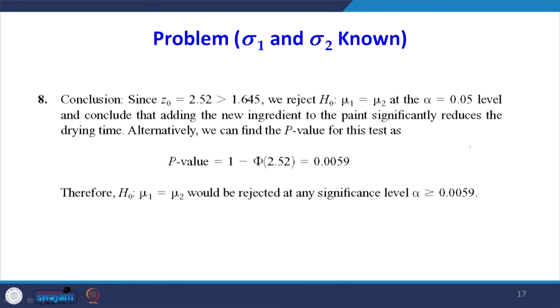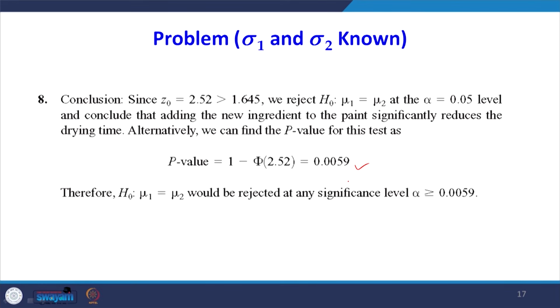Alternatively, we can find the p value for this test. Because it is a right tail test, the p value should be 1 minus phi of the calculated z value, 2.52, the corresponding probability. So, we got 0.0059. I will verify this with the help of Python, how we got this 0.0059.